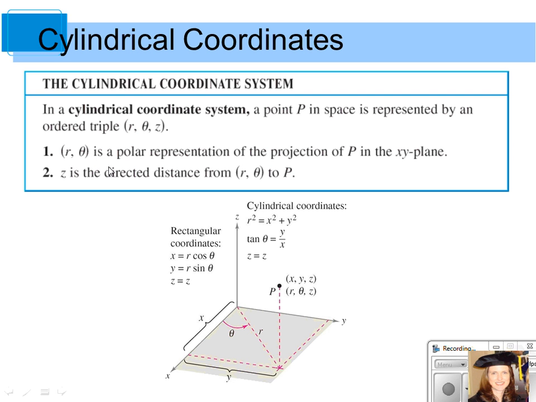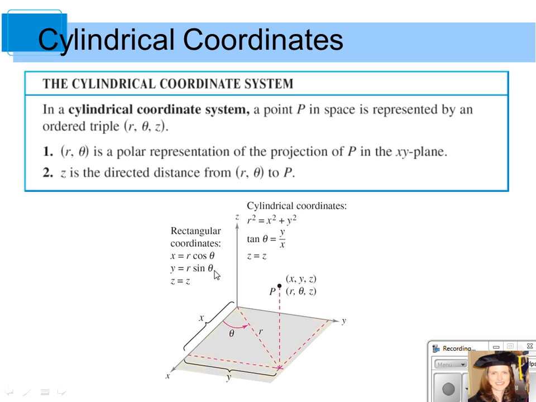R, theta is a polar representation of the projection of P in the xy plane, and z is the distance from that point in the xy plane. So this point that's located x, y, z is where you would go from the origin x units, y units, and then up z units. Now we're going to go out a radius, an angle from the positive x-axis in the direction towards the y-axis, and then up z to get our r, theta, z, the position in the cylindrical coordinate system.